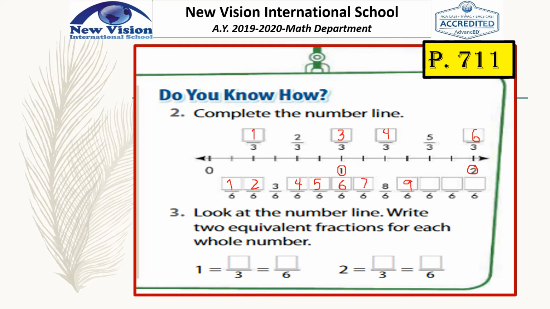9/6. 10/6. 11/6. And 12/6. Did you all get it right? Good. Now let's go to number 3. Look at the number line. Write 2 equivalent fractions for each whole number.